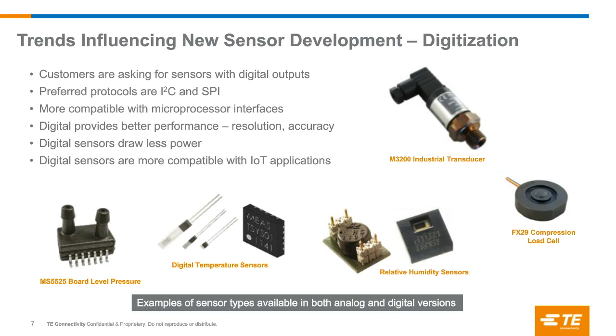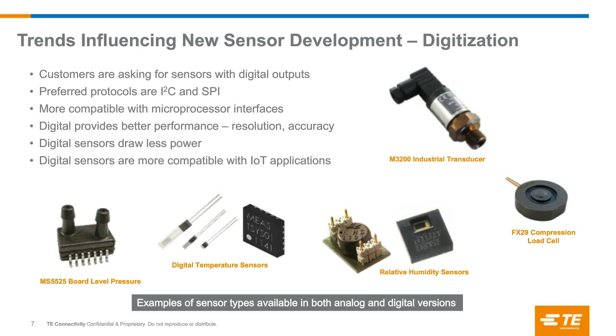There are many advantages of going to a digital product. First of all, they are more compatible with the systems to which they are attached. They provide better performance in terms of resolution and accuracy. When you digitize the sensor analog signal, you can get tremendous improvements in resolution primarily. And so that's an advantage for many of our customers.